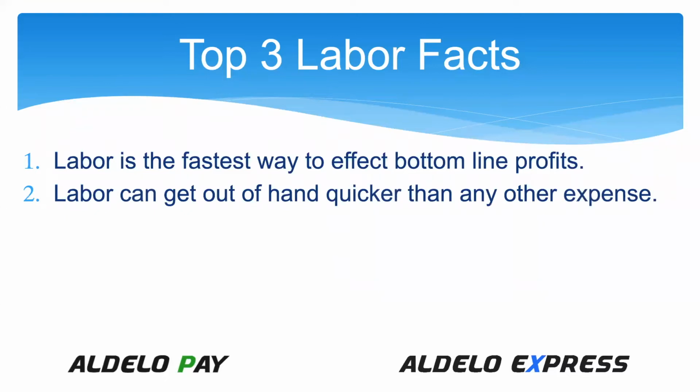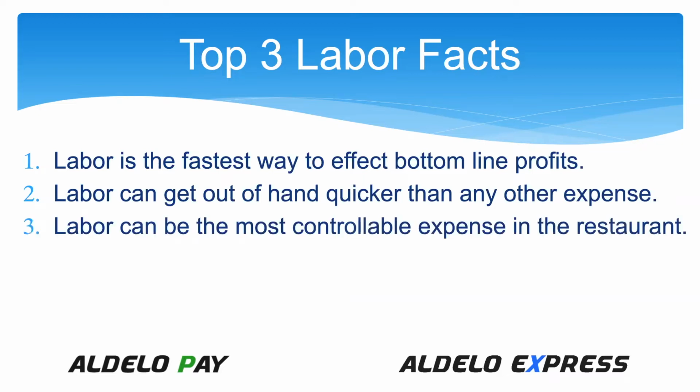Number two, labor can get out of hand quicker than any other expense. They can spend more money or waste more money in labor quicker than in any other area of their operation. So it can get out of hand if they're not on top of it. Our system helps them stay on top of it. And therefore, labor can be the most controllable expense. They can really affect their entire operation just by being on top of their labor and their labor situation.